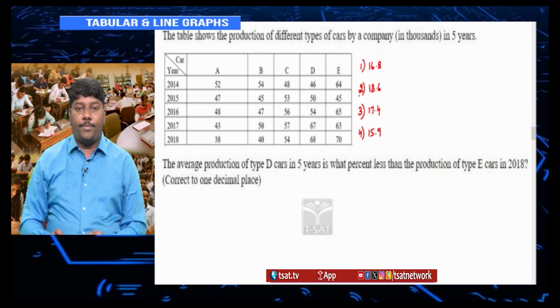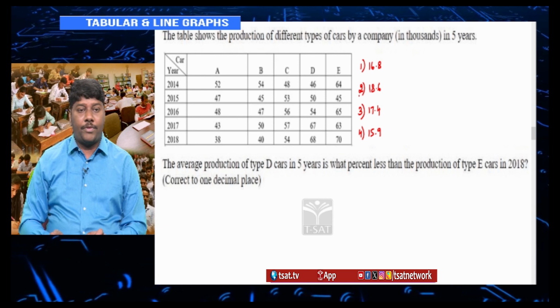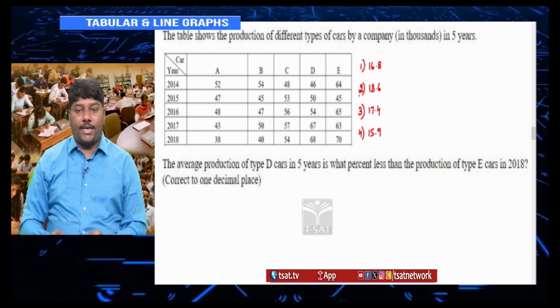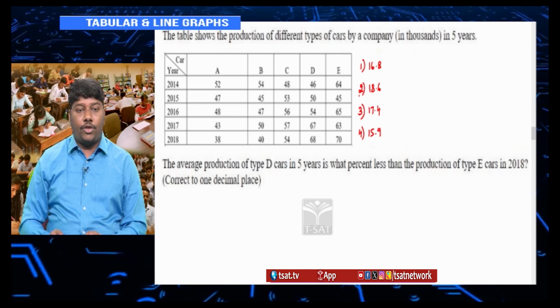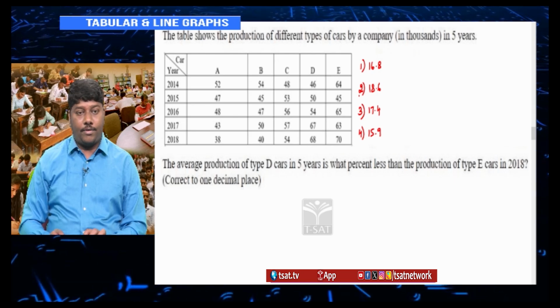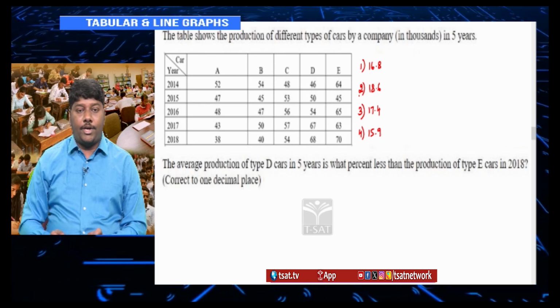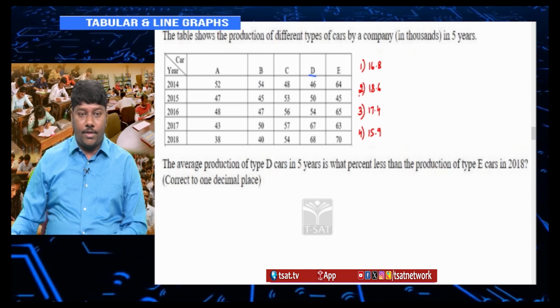The table shows the production of different type of cards by company. Again, it is the same thing. The average production of type D cards in 5 years is what percent less than the production of type E cards in 2018? Correct to 1 decimal place. You have to write it to 1 decimal place. So see here, average production of D in all 5 years. So D in all 5 years you have to take.